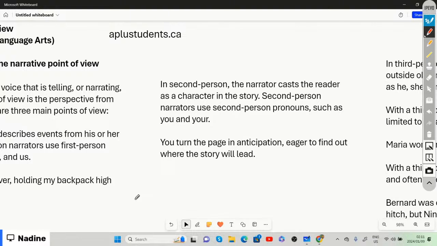So second person narrators use second person pronouns, which are you or your. So they're using you and they're using your. And we say that in the second person, the narrator casts the reader as a character within the story, and they use pronouns such as you and your.